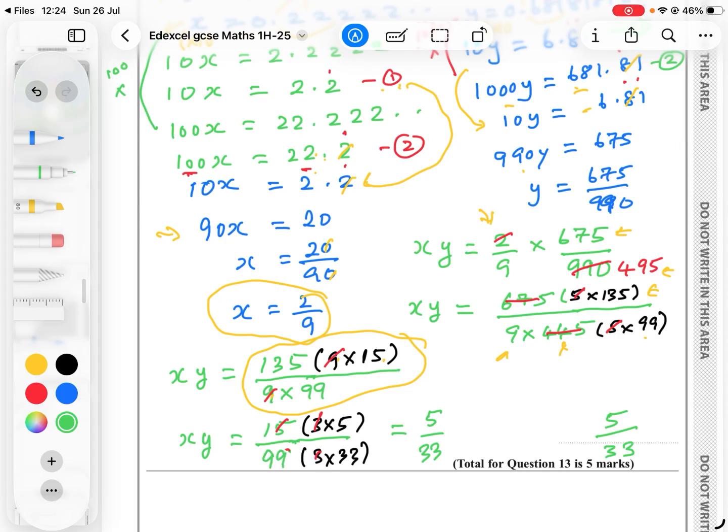Now 15 you can write as 3 times 5. 99 you can write as 3 times 33. So now the 3s cancel, and we are left with 5 over 33. So xy equals 5 over 33. That is the answer. Thank you.